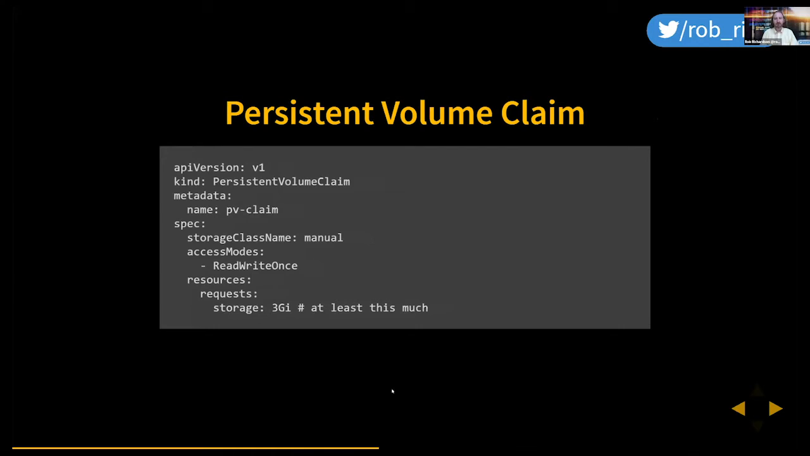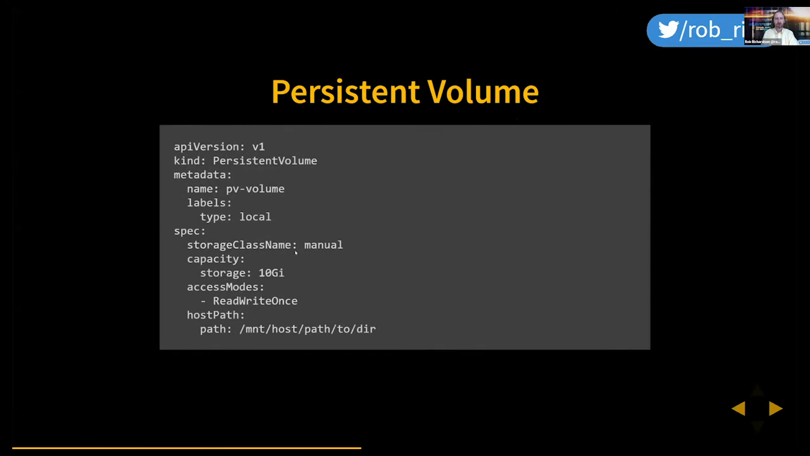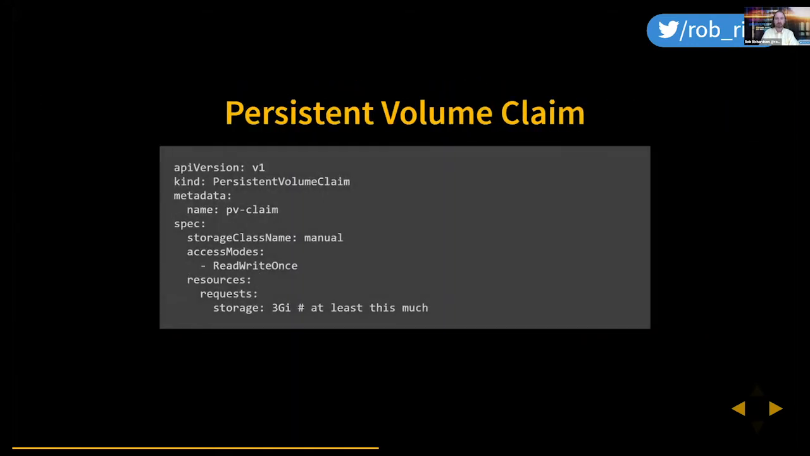Here's the persistent volume claim. So we have a name, PV claim, and that just makes it unique. Storage class, access modes, read write once, and the storage, 3 gigs. Now, the interesting thing is that this says, I want at least 3 gigs that is read write once of the storage class. Here in the persistent volume, we say, okay, I have the storage class, I have read write once, and I have 10 gigs. Okay, that matches my minimum of 3 gigs. And so that's the persistent volume that I'll grab.